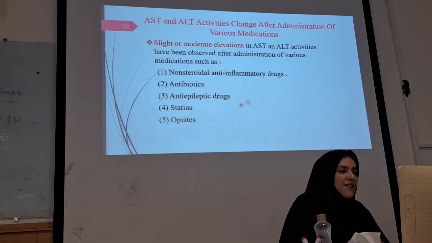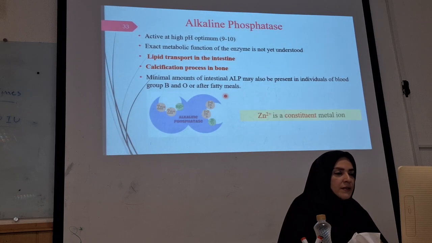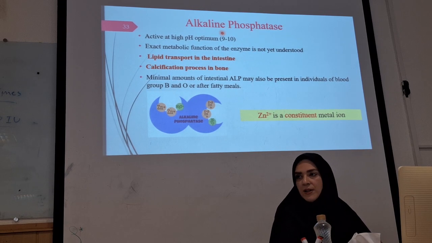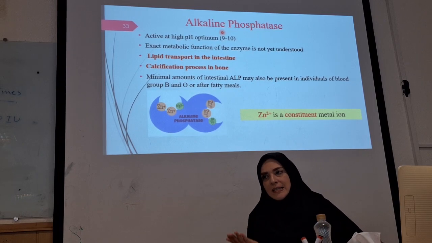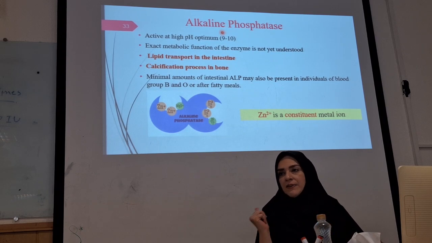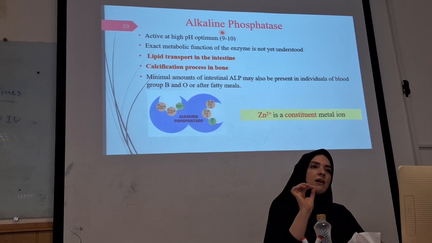And also we have a slight to moderate increase of the aminotransferase when taking some drugs like statins, antibiotics, and some anti-inflammatory drugs. So you should consider this one. Another enzyme that is specific to the liver is alkaline phosphatase. Alkaline phosphatase has a wide distribution, may be considered bone specific, may be considered placental specific, and also liver specific. So in this slide, I'm talking about the liver-specific alkaline phosphatase.